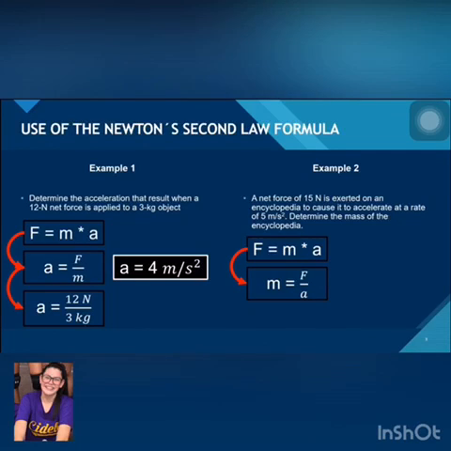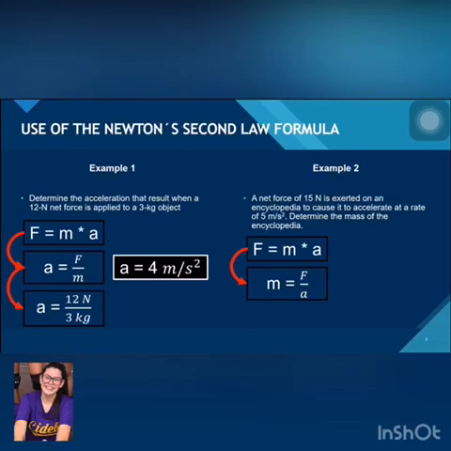So the second example says, a net force of 15 newtons is exerted on an encyclopedia to cause it to accelerate at a rate of 5 meters per second squared. Determine the mass of the encyclopedia. So you need to remember what you already isolated, which is mass equals force divided by acceleration.